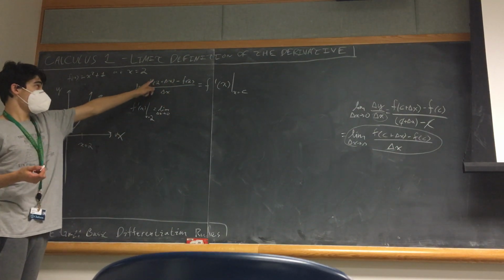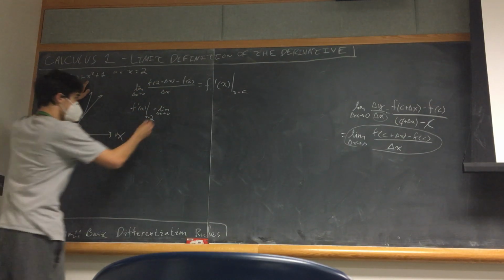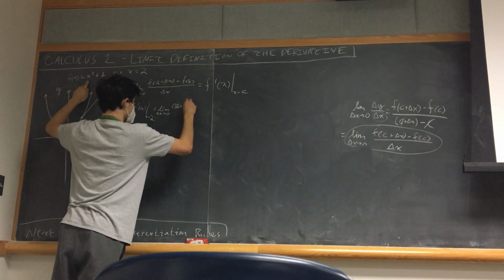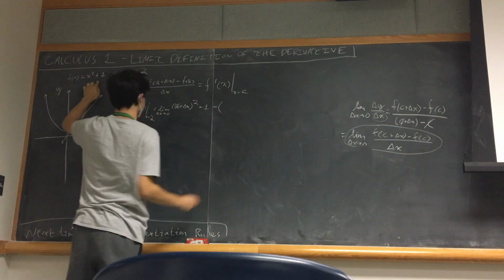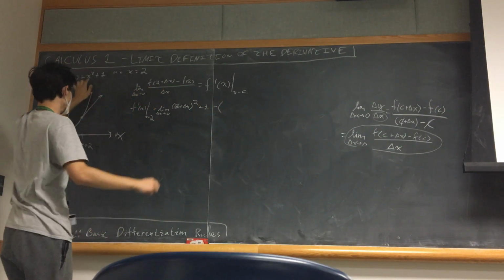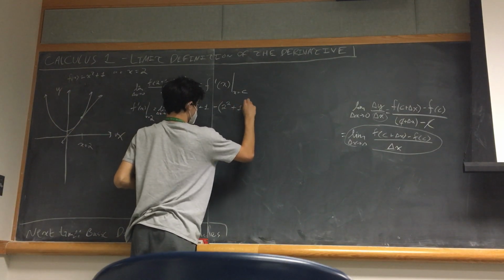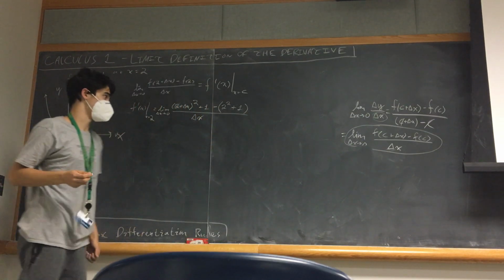So f of 2 plus delta x, we plug in 2 plus delta x here, and we get 2 plus delta x squared plus 1 minus, and now we plug in 2 and get 2 squared plus 1, all over delta x.